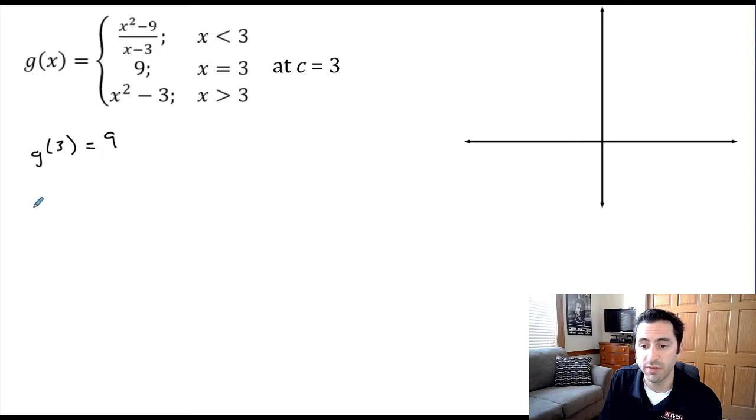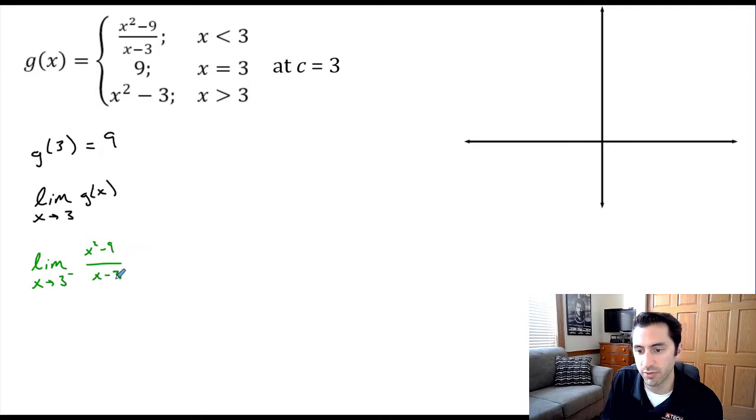So the second part of the definition, we need to take a look at the limit as x approaches that value of 3. Now, because this is a piecewise function, we are going to want to take a look at the one-sided limits. So let's start with the left-handed limit. So the limit as x approaches 3 from the left. And to do that, we're going to take a look at all the values of x that are less than 3. So we want to use that top equation, x squared minus 9 divided by x minus 3.